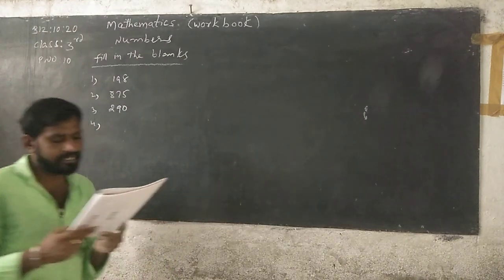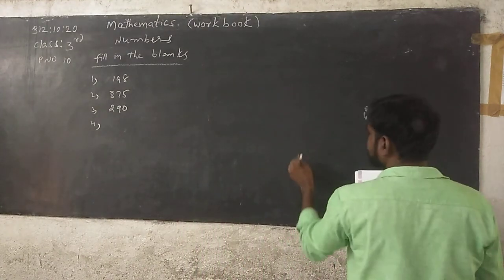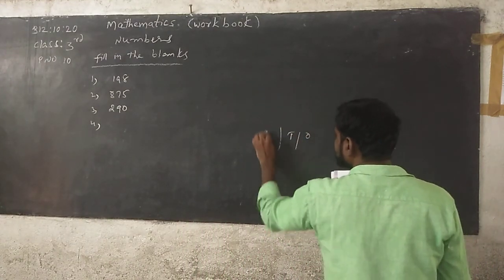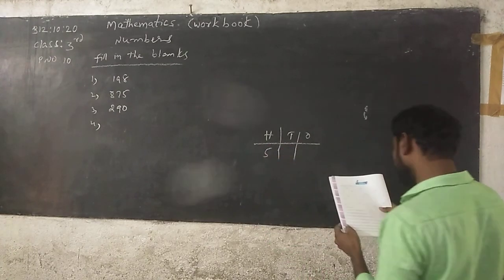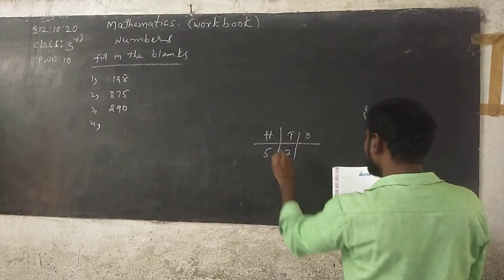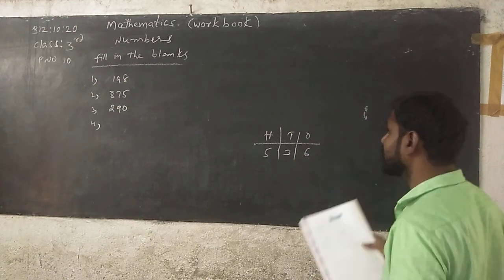Fourth one, a number with 5 in hundreds place. See here, ones, tens, hundreds. 5 in hundreds place, 3 in tens place, 6 in ones place. The given number is 536.